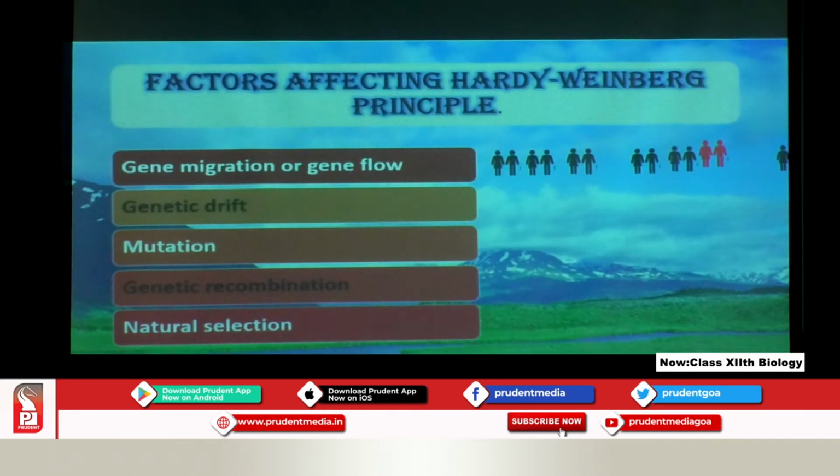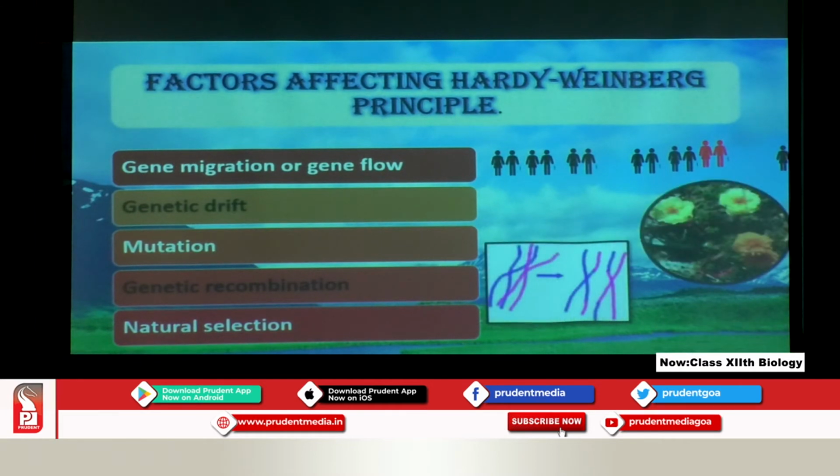Next is mutation. Mutation is one more factor. We have already studied mutation in detail. Hugo de Vries gave that concept of sudden change in the genetic material. There are various reasons why mutation can take place, and that would also change the allelic frequency and therefore the genotypic frequency.